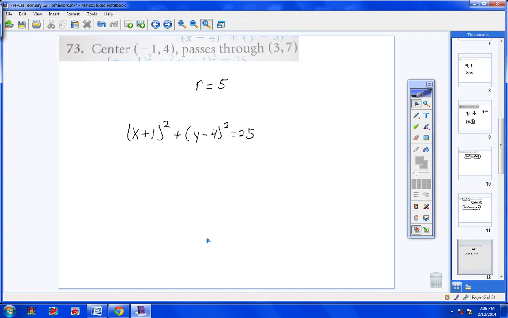So that's how you would do 73. They're going to get harder as we go along. They're going to make you think more and more outside the box, making you think, how do I find the center and how do I find the radius of these different problems.